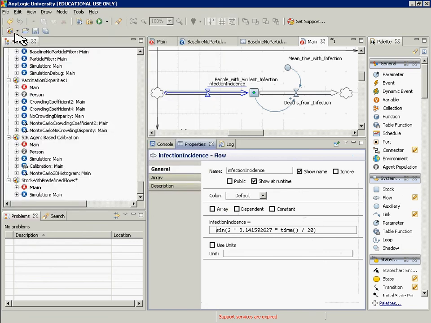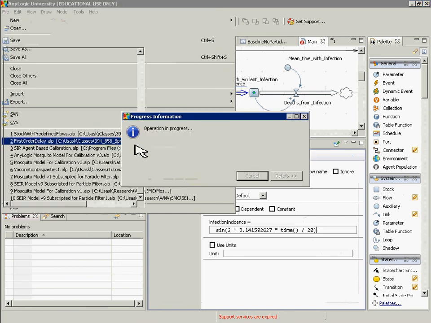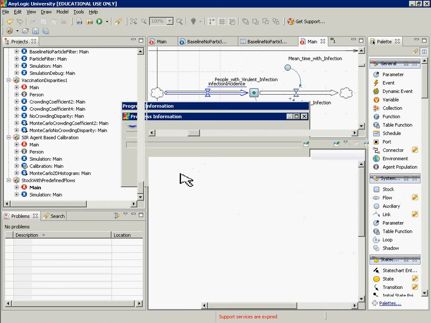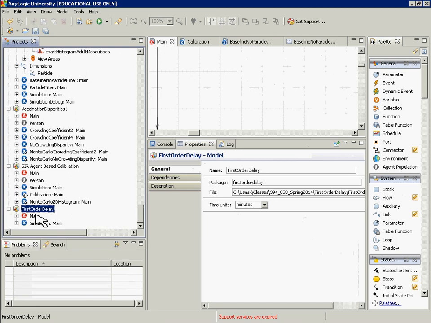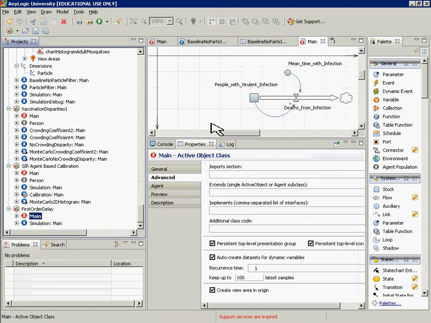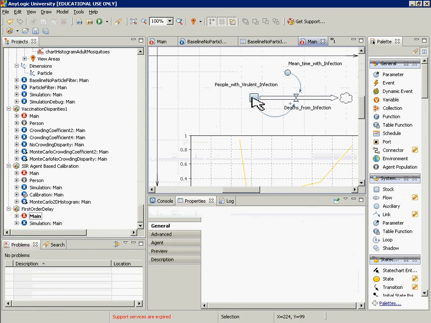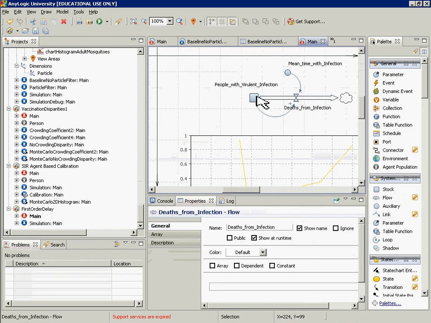So here's our first order delay that we built last time, and I'd like to invite everyone to open that. If people don't have it handy, again, we have this stock, people with virulent infection. We have this flow out, and the people with virulent infection are associated with an initial number of 1,000, I think. And the formula for deaths from infection, this flow out, is given by the stock divided by this mean time with infection, okay?